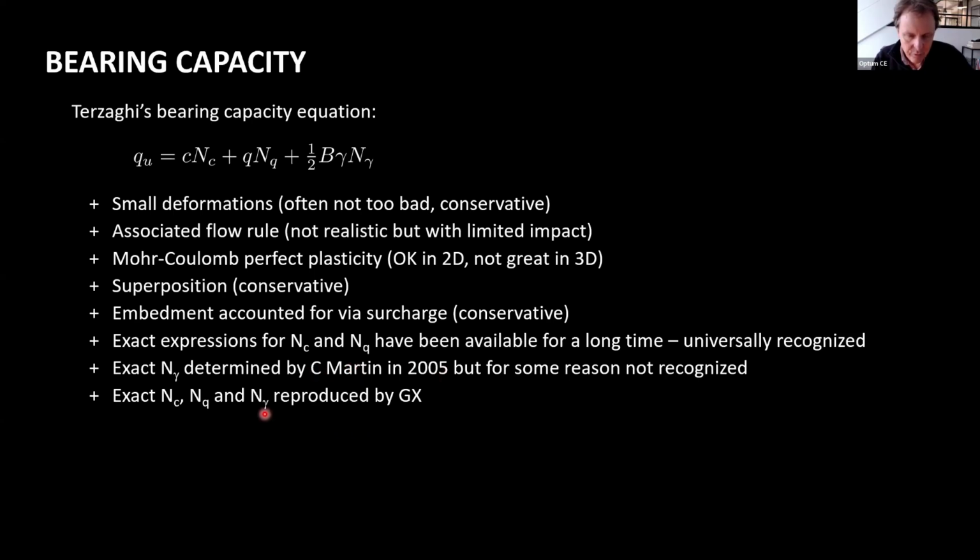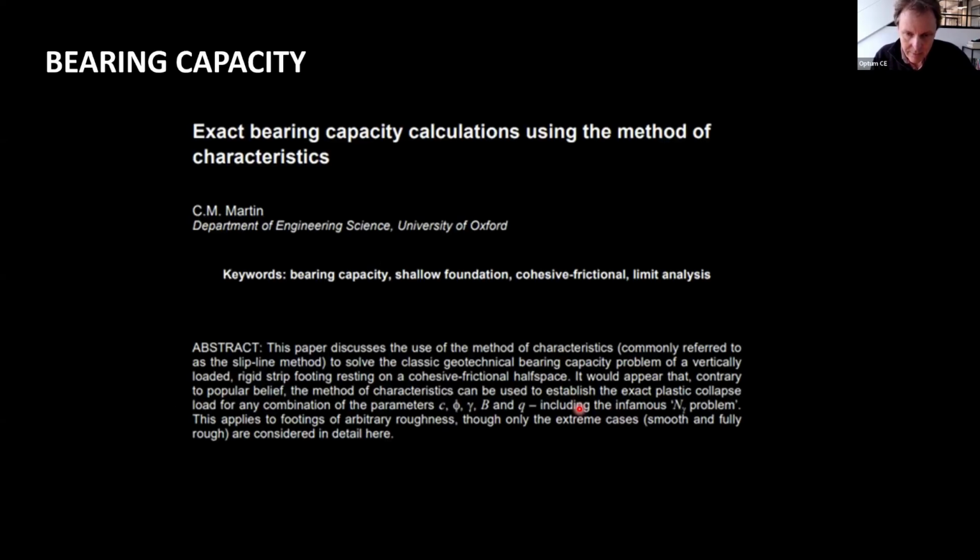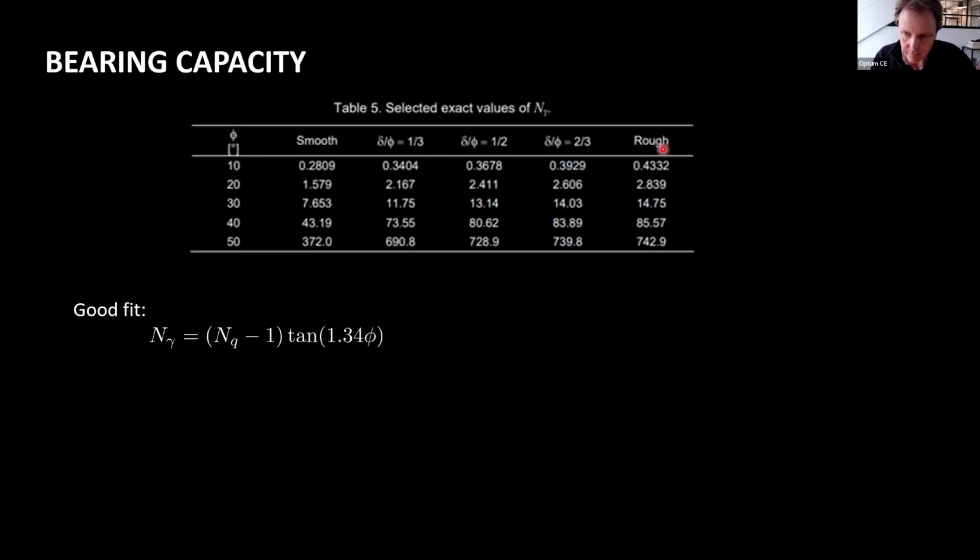And if you run N gamma problems with GX with enough elements, that is the N gamma you will reproduce, not some random N gamma from the code or from some textbook. It is the exact N gamma. Of course, you'll reproduce just as you'll reproduce the exact Nc and Nq. So that's how that is. So that's the paper here.